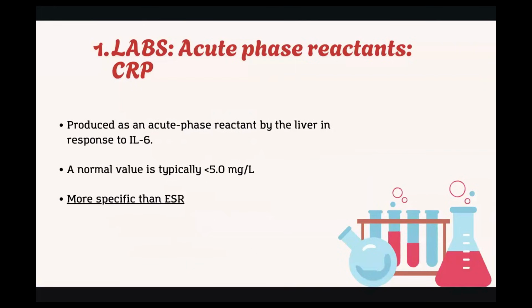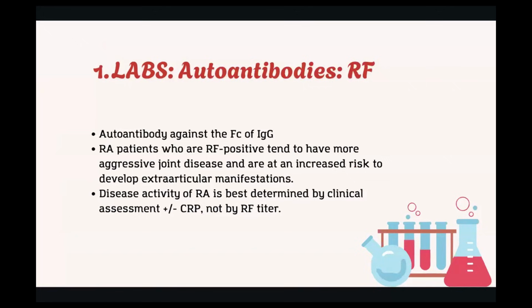Okay, next we have the CRP. A CRP is a more specific acute phase reactant. Again, it's produced by the liver in response to interleukin 6, and this is nowadays used more than the ESR. A normal value is typically less than 5 milligrams per liter.